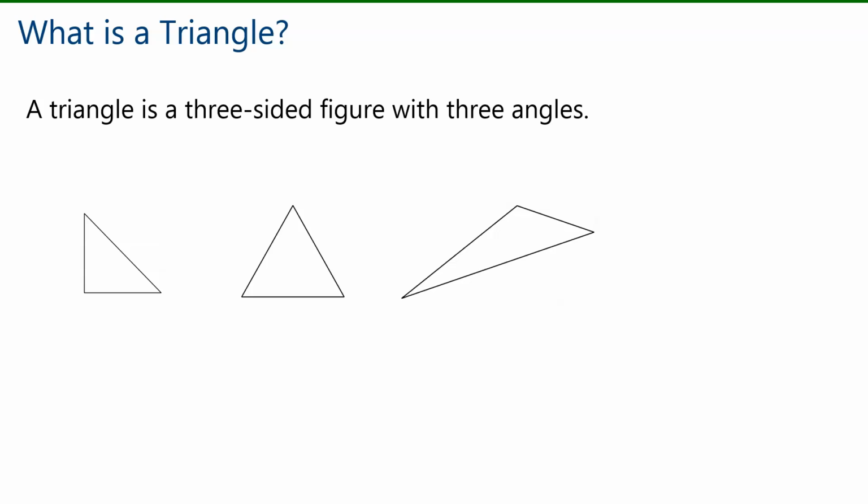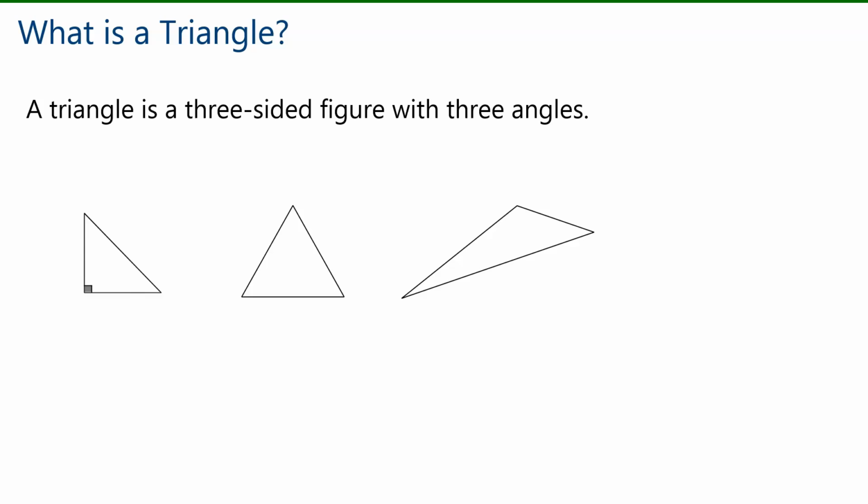Now in terms of the angles, if all three angles are smaller than 90, we call that an acute triangle, like this one. Now if one of the angles is greater than 90, we call that obtuse. Or if you have a 90-degree angle, we call that a right triangle.